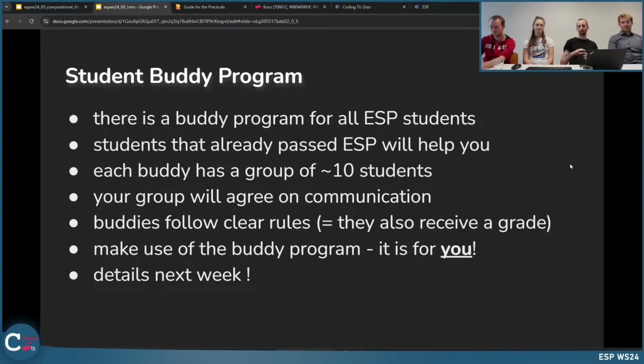They have about 20 students, 10 students. It depends how many buddies we get. And then you have a small group where you can communicate with your buddy, and he's following, or advising you wherever you need him. There are no details currently because we had to find a few more buddies, but we will give you details next week about how you can register to that program.